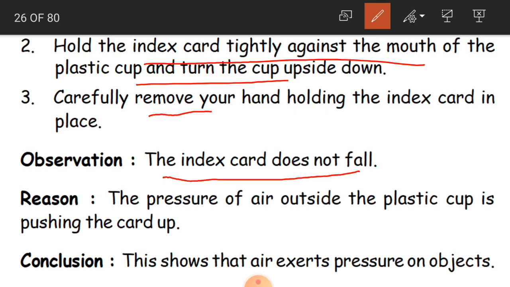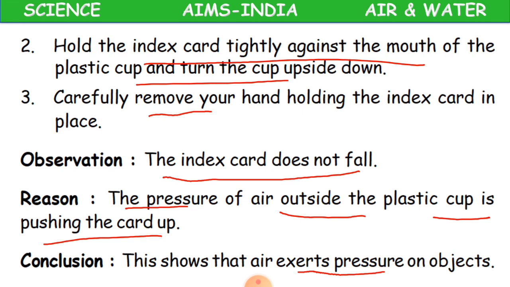So why is that? The pressure of air outside the plastic cup is pushing the card up. So outside the cup we are having air, and this air, because of its pressure, this air pressure which is outside, it is going to push the card towards the plastic cup. Okay, children, so this is what is called as air exerts pressure on objects. So this shows that air exerts pressure on objects. Clear? So children, please try to do all these activities at your home.